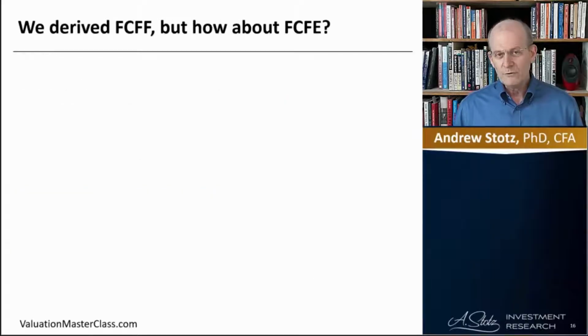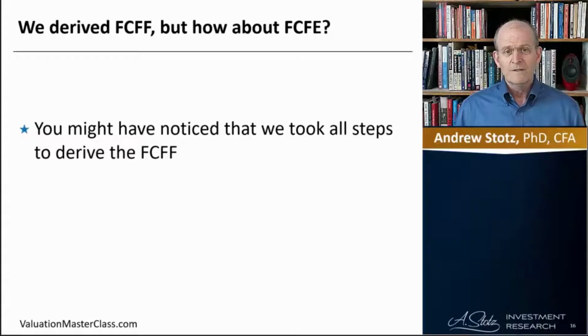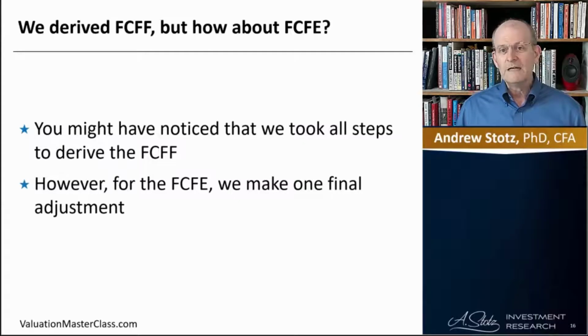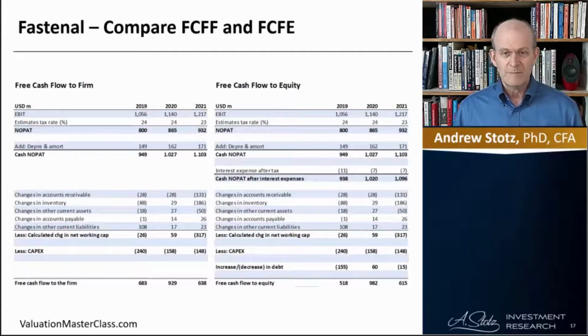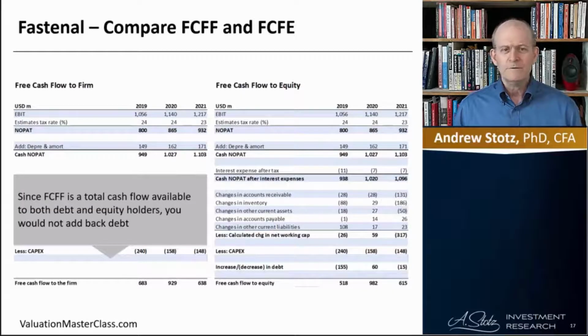So we've now derived the free cash flow to the firm, but how about the free cash flow to equity? You might have noticed that we took all steps to derive that free cash flow to the firm. It's done. However, for the free cash flow to equity, we make one final adjustment. We add back the net borrowings. And that's what you can see at the bottom right. There is the level of net increase or decrease in debt. Since free cash flow to the firm is the total cash flow available to both debt and equity holders, you would not add back the debt.